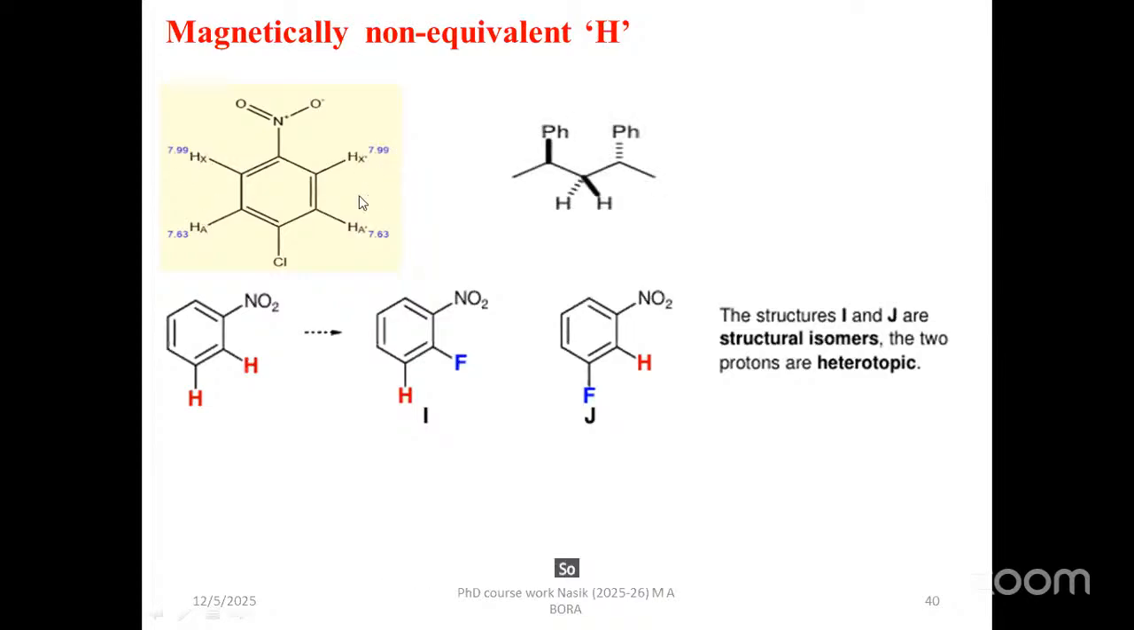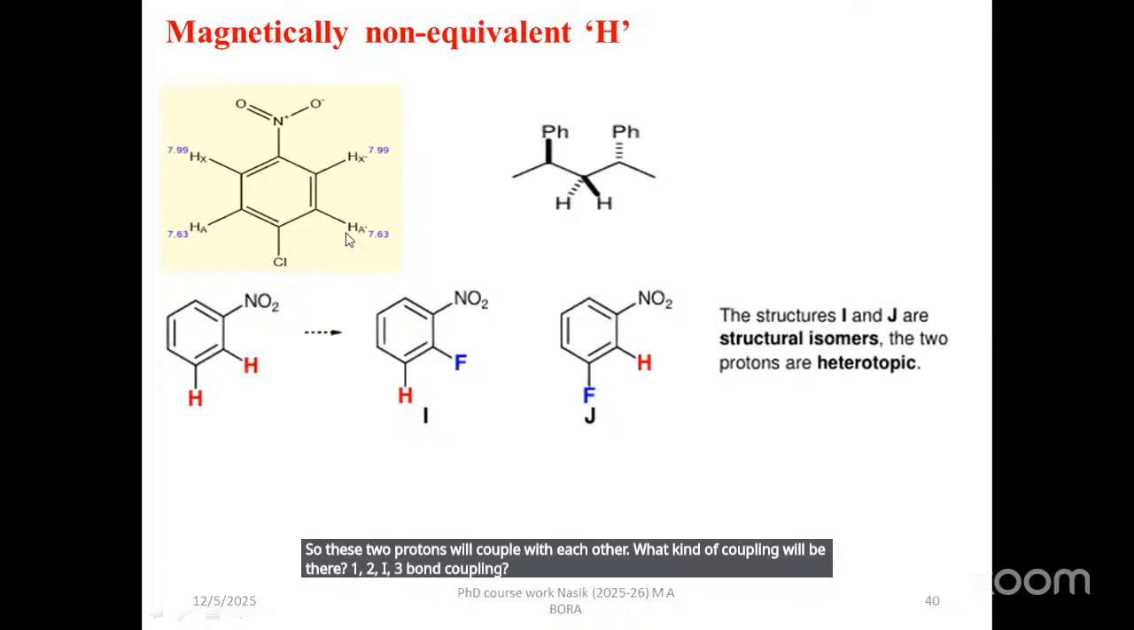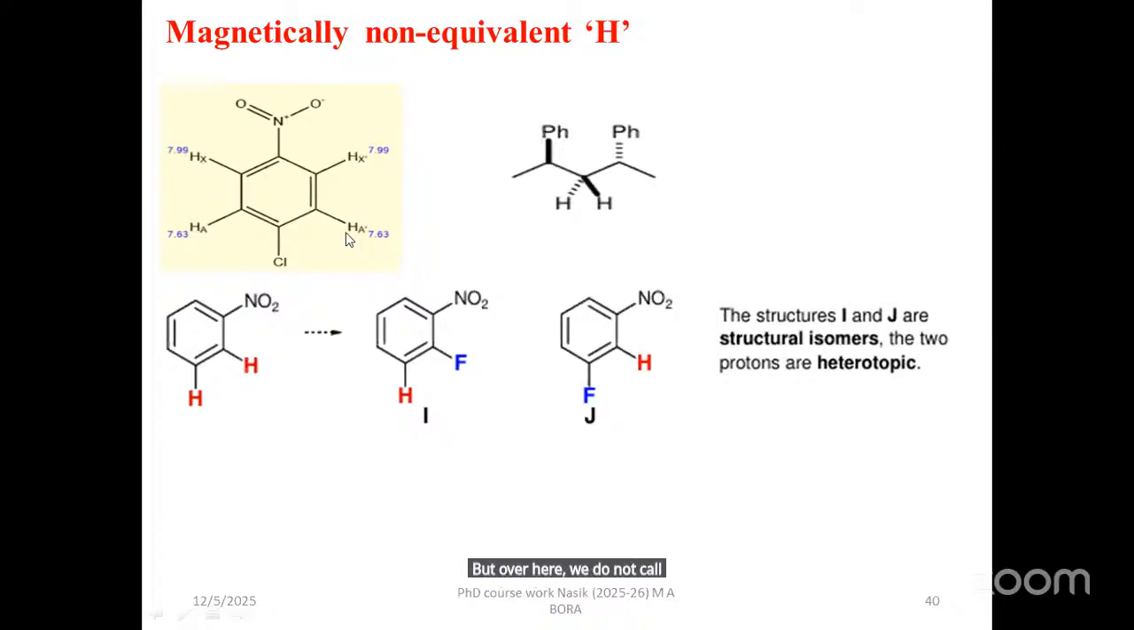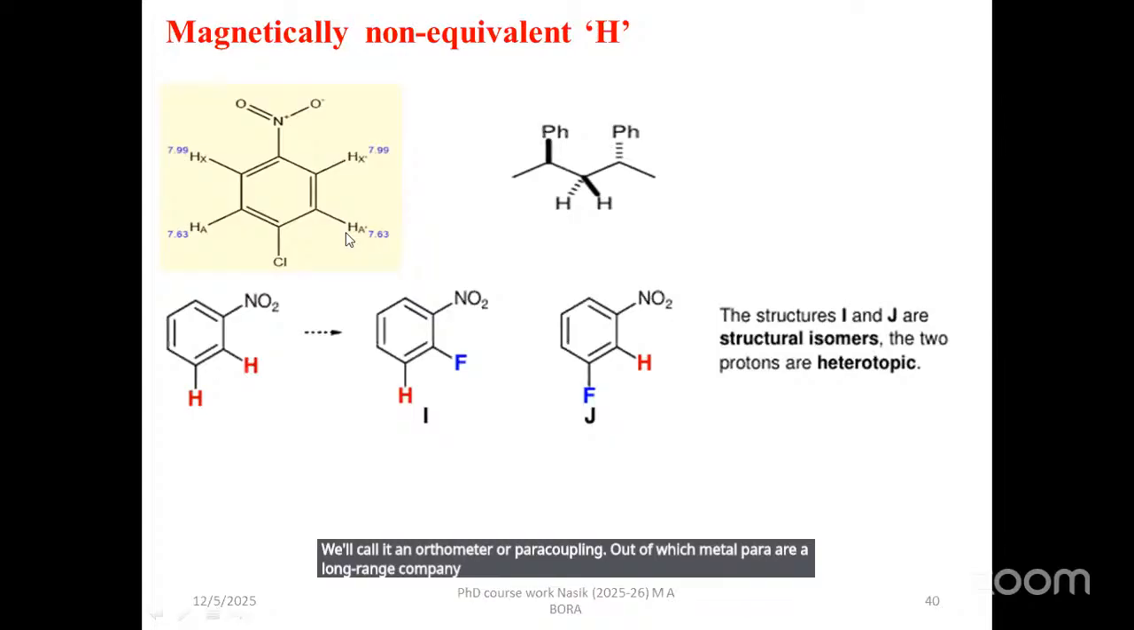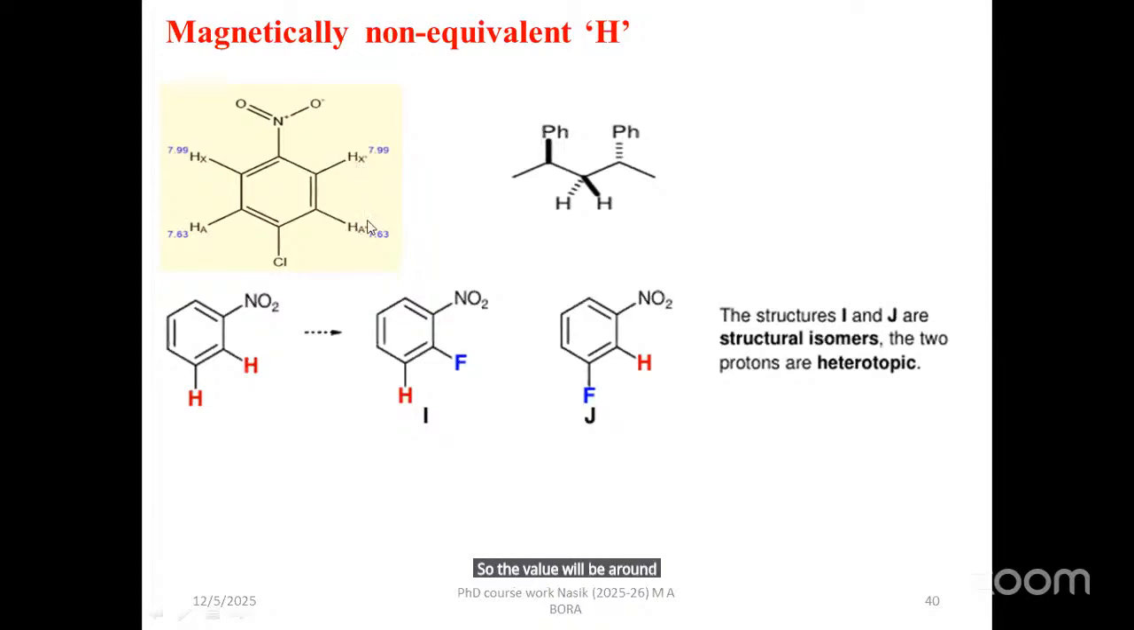So these two protons will couple with each other. What kind of coupling will there be? One, two and three bond coupling. But here we do not call it a three bond coupling; we call it ortho coupling. In an aromatic system, we call it ortho, meta or para coupling, out of which meta and para are long range coupling, whereas ortho is like a three bond coupling. The value will be around 7 to 8 hertz.